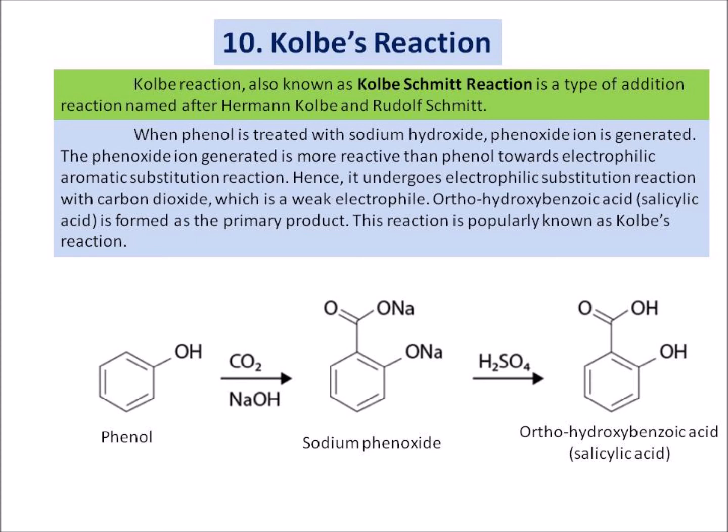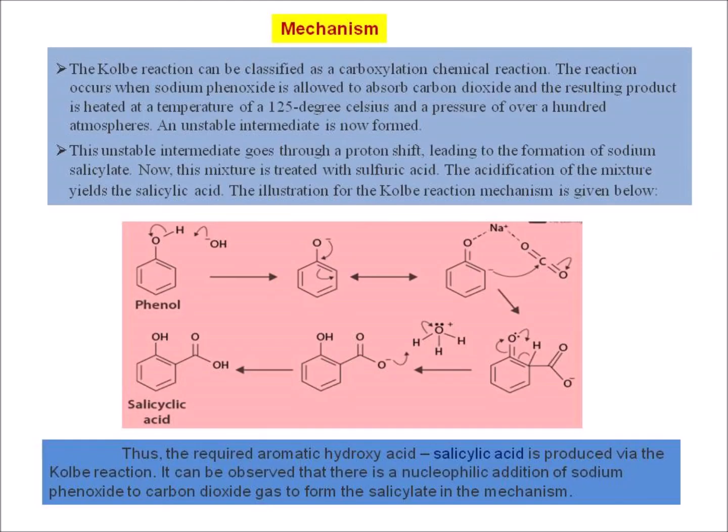This reaction is popularly known as Kolbe's reaction. The equation is given: phenol reacts with carbon dioxide and sodium hydroxide to form sodium phenoxide, which reacts with sulfuric acid and forms ortho-hydroxybenzoic acid. When we examine the mechanism of Kolbe reaction, it can be classified as a carboxylation chemical reaction.